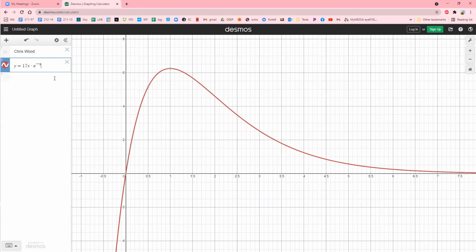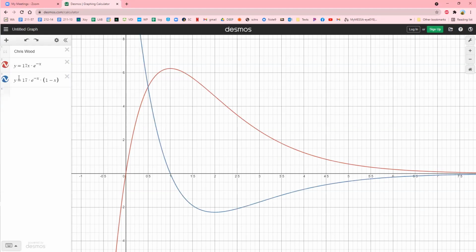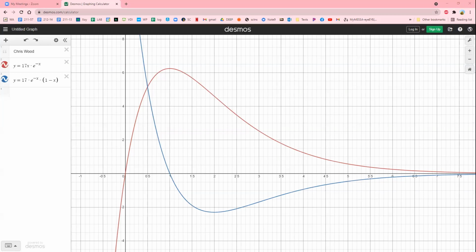Oops, except I just deleted it. So y, there it is. Okay, and then your 2 plots. So that's it. Name, position function, velocity function. When you get all of that done, go ahead and take a screenshot of it.